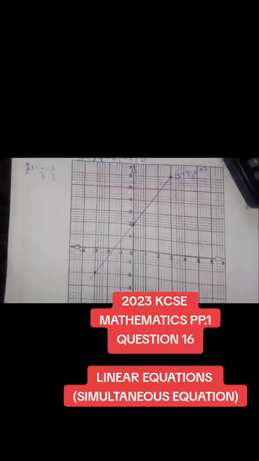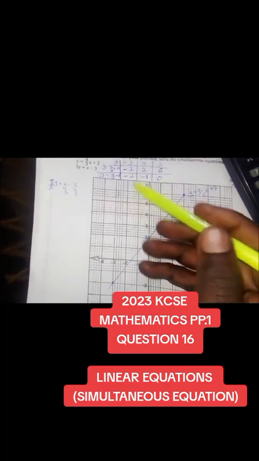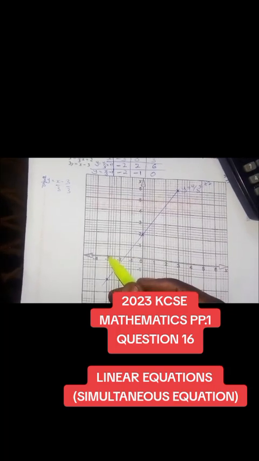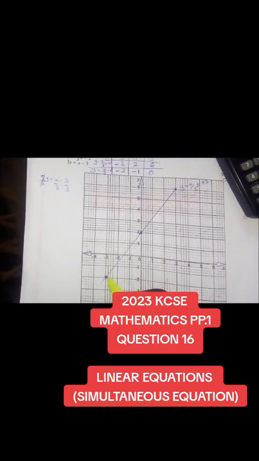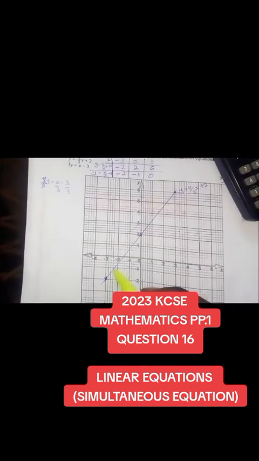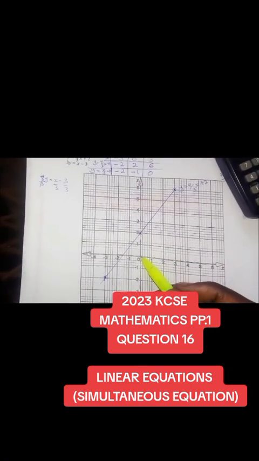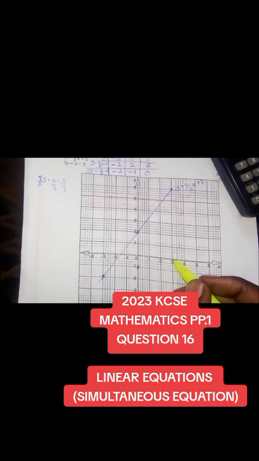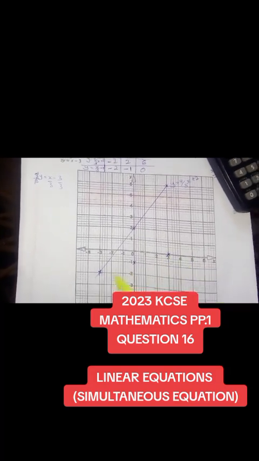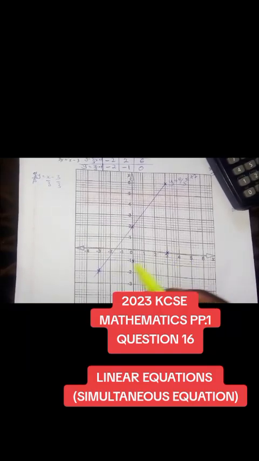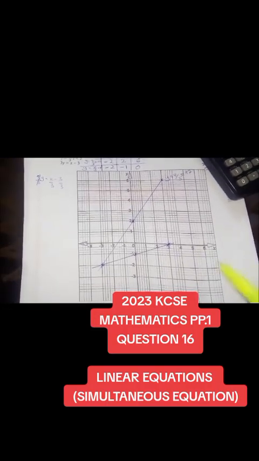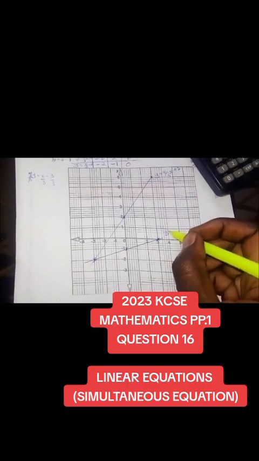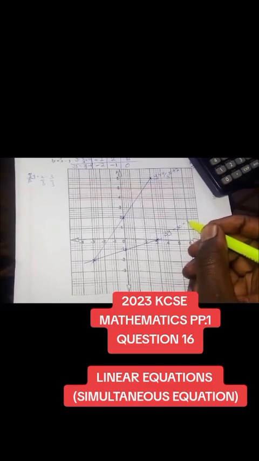Then now I'm going to plot the next one. If x is -3, y becomes -2. They're meeting still at this point. And if x is 0, y becomes -1, this point here. And if x is 3, y becomes 0. From the look of things, you will realize that if you also join these points, it is also a straight line. So if you join the line, you write the equation. This one is 3y is equals to x minus 3.